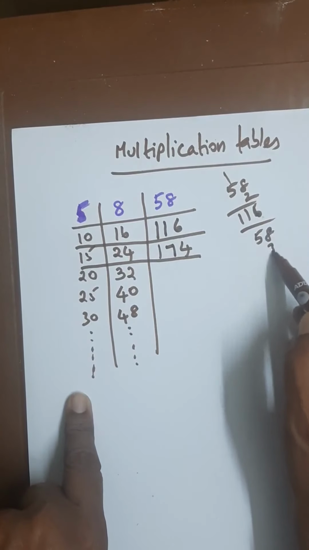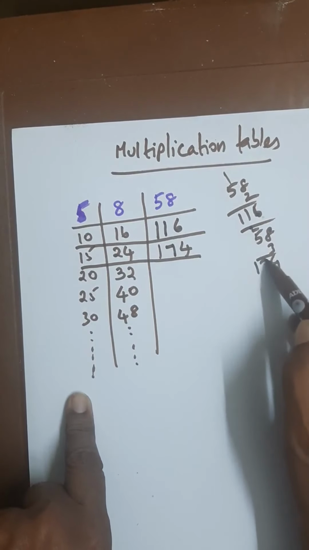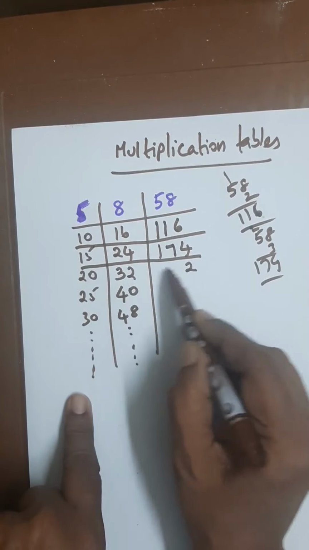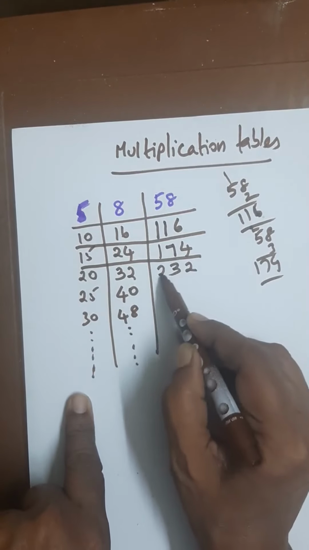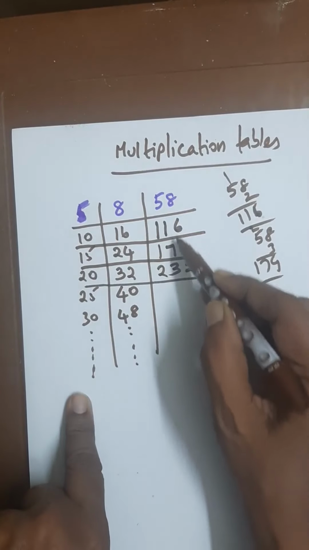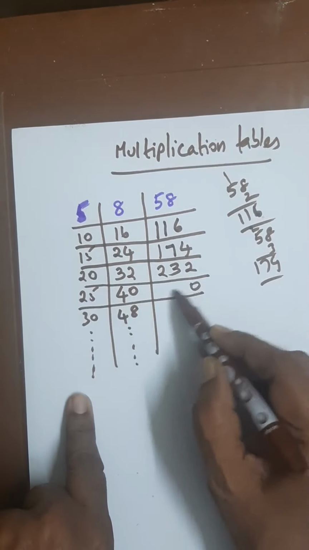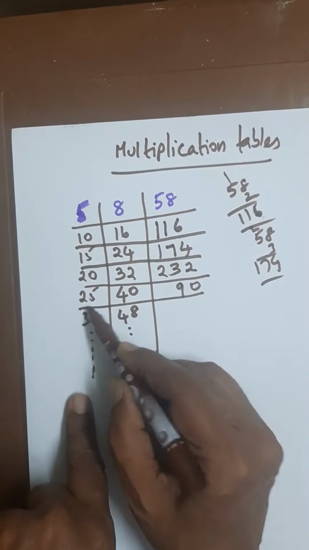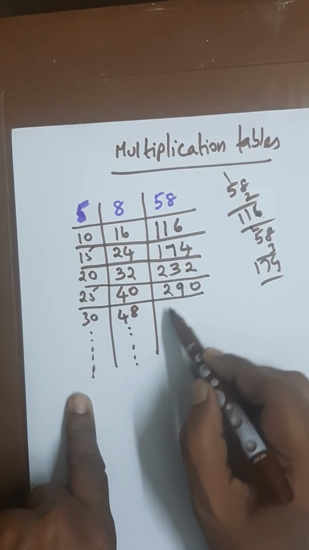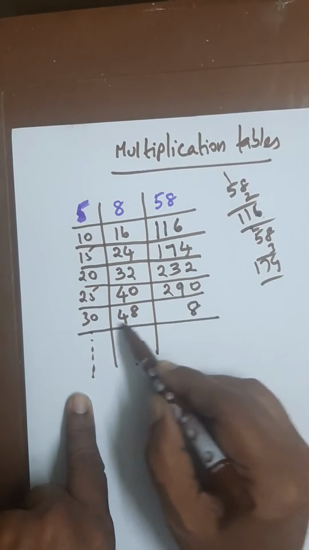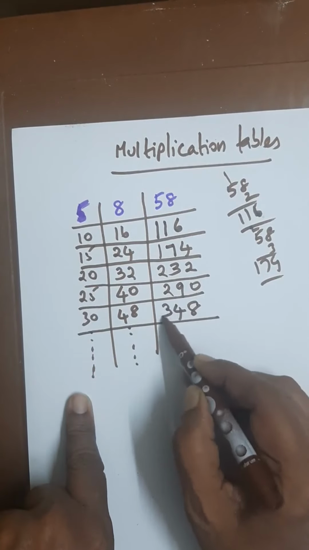Check it. 58 threes are 174. In the same way, 58 fours: 2, 0 plus 3, 3, 2, 232. If you check it, 58 fives are 290, and 58 sixes are 348.